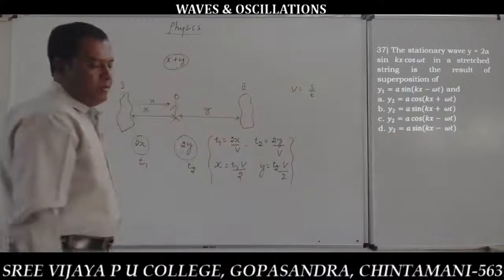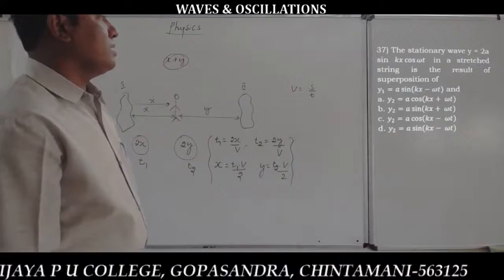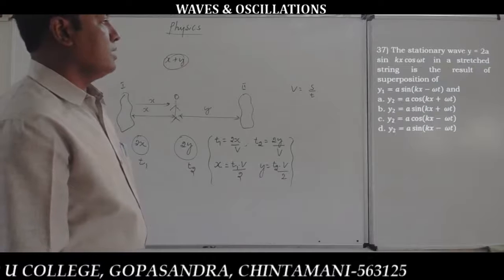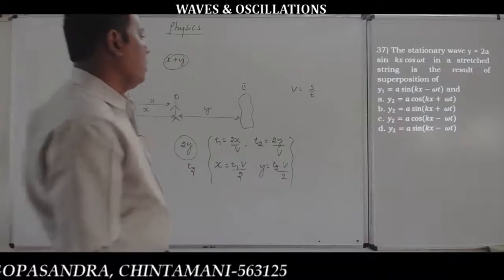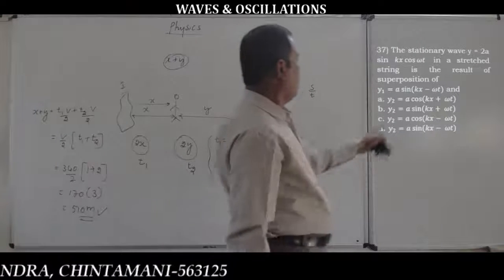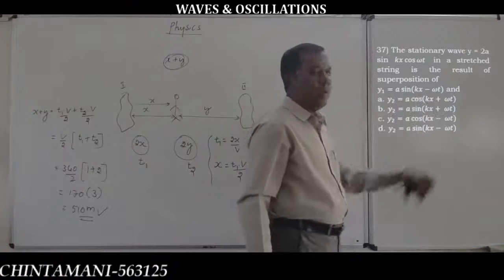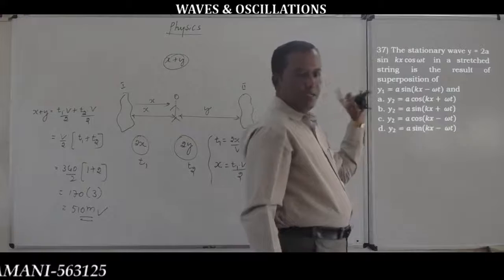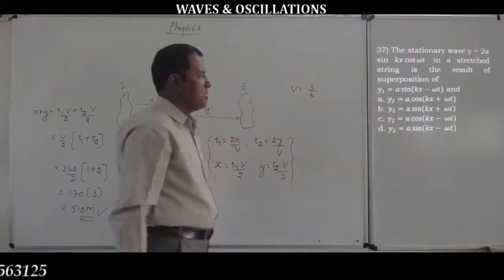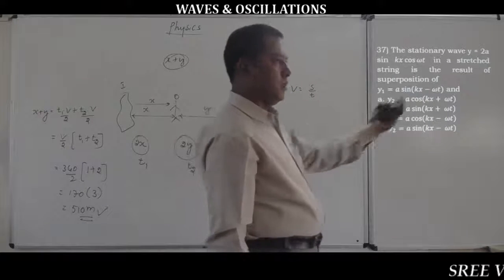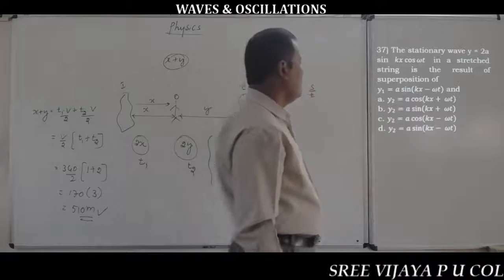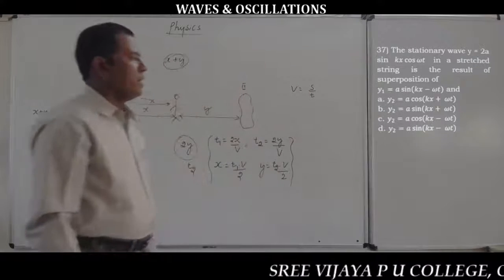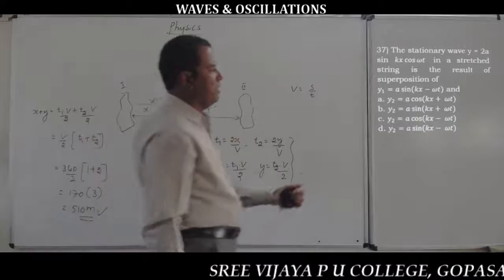The stationary wave y is equal to 2a sin kx cos omega t in a stretched string is the result of superposition of y1 as already given. y1 is equal to a sin(kx minus omega t). Since you have the negative sign, it moves along the positive x direction. If you consider another wave moving in the negative x direction, it will be given by y2 is equal to a sin(kx plus omega t). So therefore, you will get option B here.